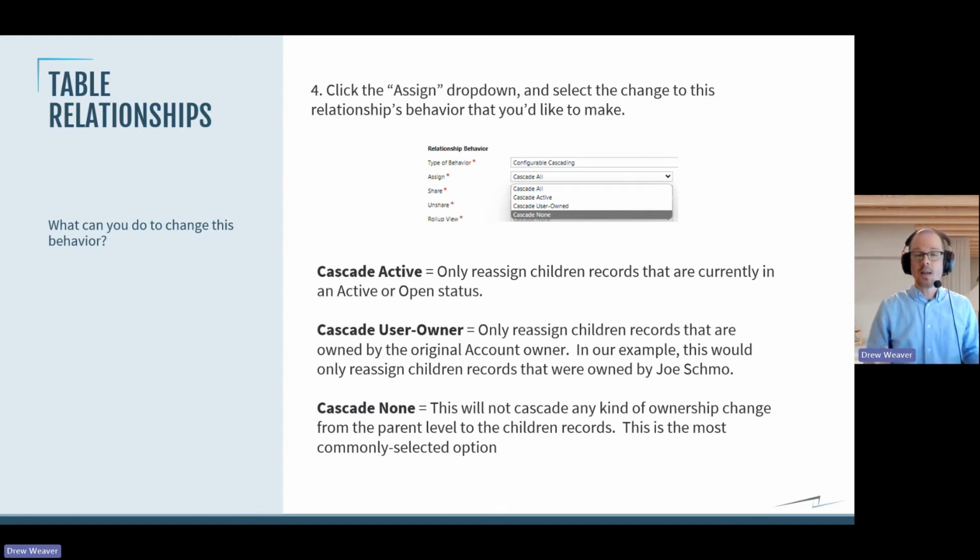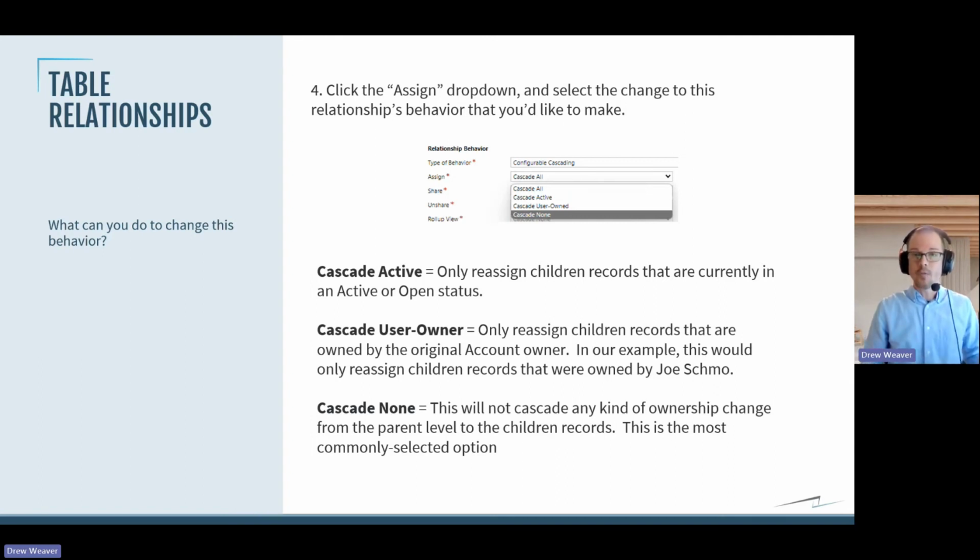Cascade User Owned. This is only going to reassign children records that were owned by the original owner of the account. So in our example, this would only reassign children records that were originally owned by Joe Schmo. User A and user B's records will be unaffected and they will retain their ownership of those children records.